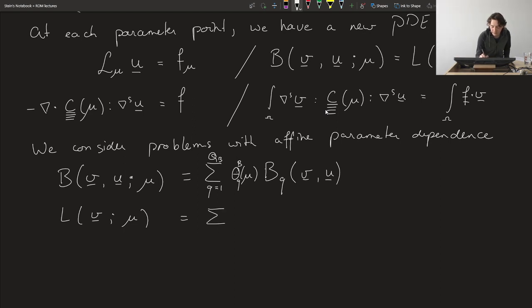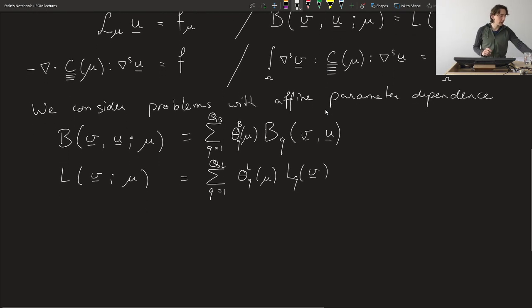Again, this can be written as the sum of q and now ql, because these might not necessarily be the same number. In fact, if L is independent of the parameter, that would cancel altogether. Of other thetas, again, these might be other functions. And those thetas depend on mu's, our parameter points. With separable linear forms, and each of those linear forms is independent of a parameter.